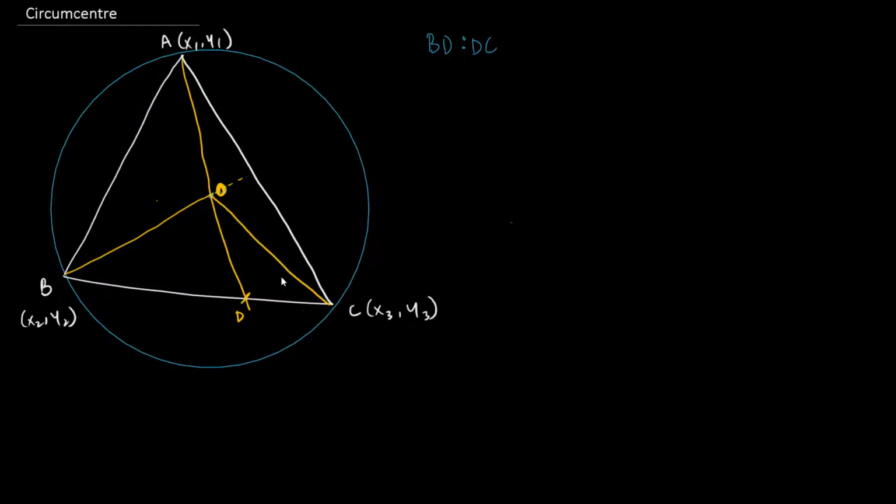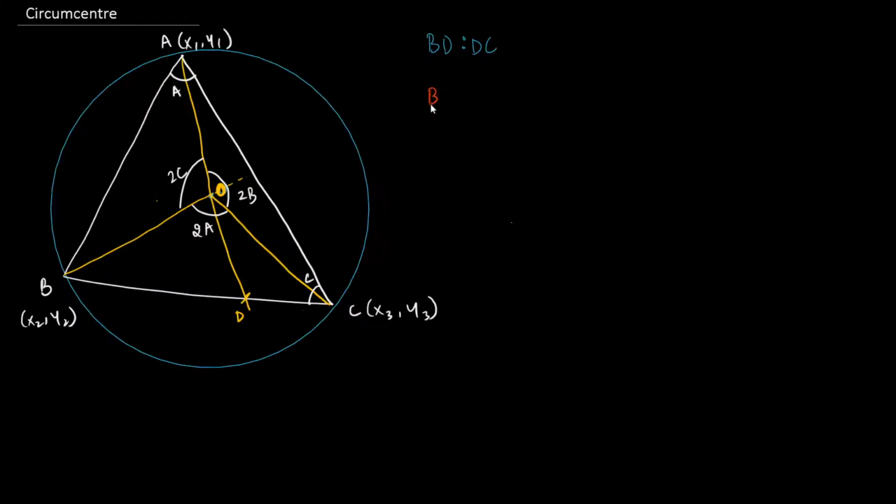What we can use here is a really nice property of circles: any angle formed at the center that subtends an arc is double the angle formed on the circumference. So if this angle is the angle A, then this angle should be 2 times the angle A. Similarly, this angle would be 2 times the angle B, and this will be 2 times the angle C. Now what do we do? We need to write BD to DC. We need to find this ratio.